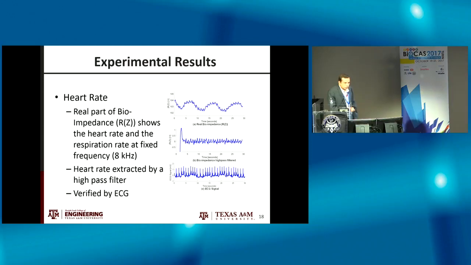The second thing is that we can also capture heart rate by plotting the real part of the impedance across time at a fixed frequency. We can see that there is the heart rate superimposed over the respiration rate. So by using a high-pass filter, we can get the heart rate, and we have verified this heart rate using the ECG signal. The average heart rate over the 30 seconds matches with the ECG signal.